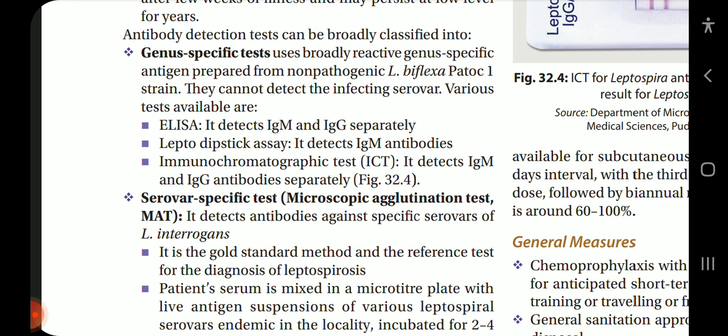A genus-specific test uses broadly reactive genus-specific antigens prepared from non-pathogenic Leptospira biflexa Patoc 1 strain. They cannot detect the infecting serovar. Various tests available are ELISA, it detects IgM and IgG separately; leptodipstick assay, it detects IgM antibodies; immunochromatographic test ICT detects IgM and IgG antibodies separately.